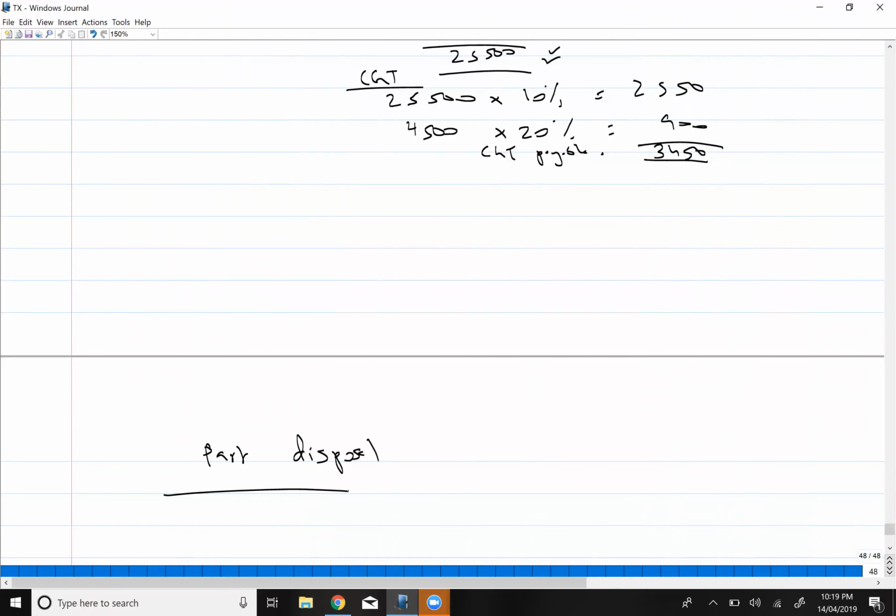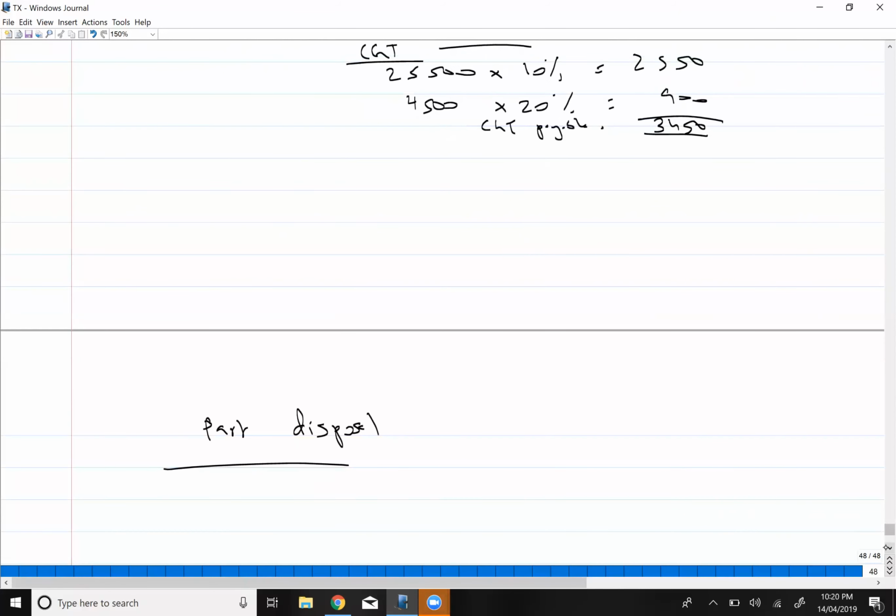It is clear how to calculate a capital gain tax. Yes, ma'am. Well, that was just a basic thing. Okay. So now we have the topic of part disposal.